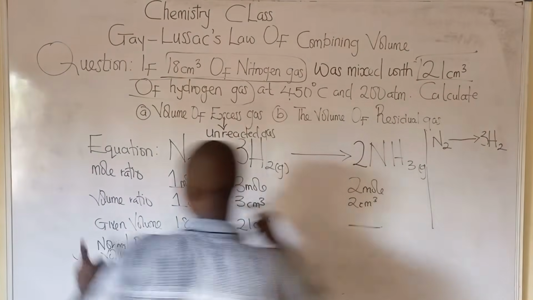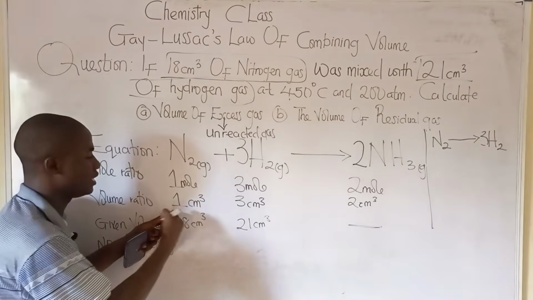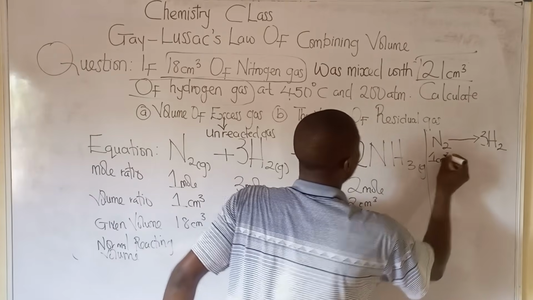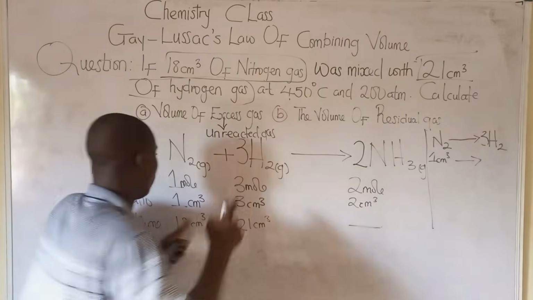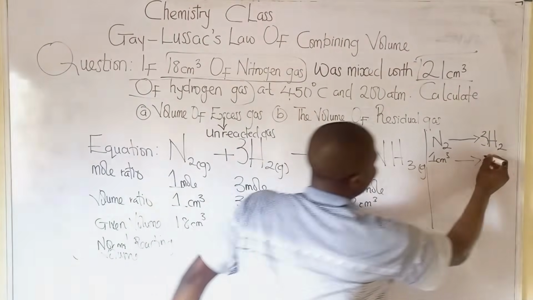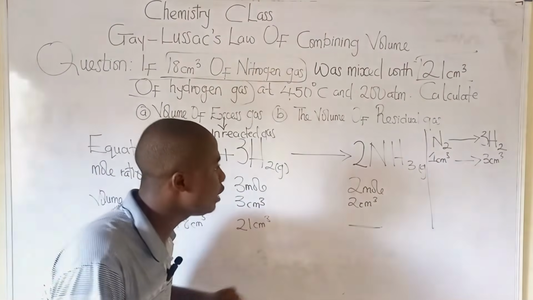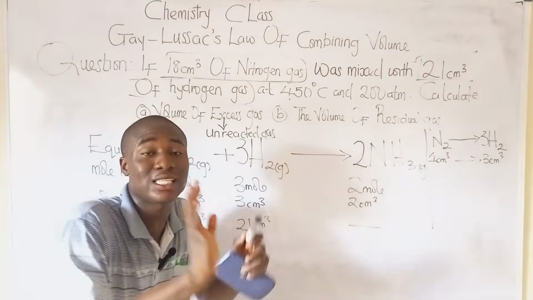So what was the volume ratio for the nitrogen gas? It was 1 cm cube. So I'm going to write here 1 cm cube from 1 mole. 1 cm cube to give me, what was the volume ratio for hydrogen gas? 3 cm cube. Now, after doing this, I'm to make either of the gases constant.